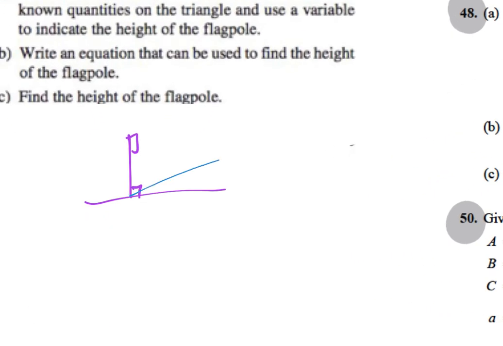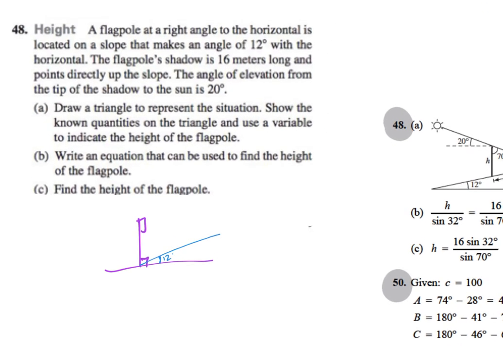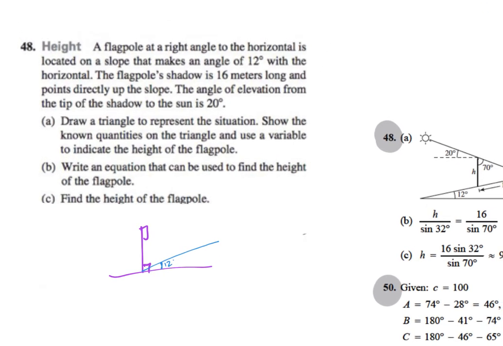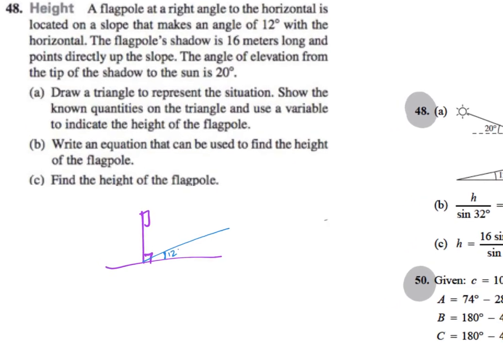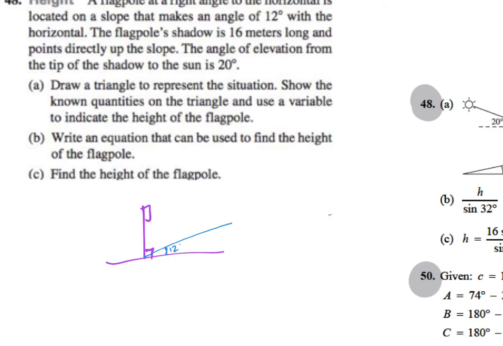So you can go up on the right or you can go up on the left, like I could have done it there, or I could have done it here. But you've got to do it one or the other. And that makes that 12 degrees the slope, or the angle from the horizontal, a horizontal with that slope. Then it says that the flagpole shadow is 16 meters long and points directly up the slope. So I know to go up the slope, and I know to make it 16 meters.